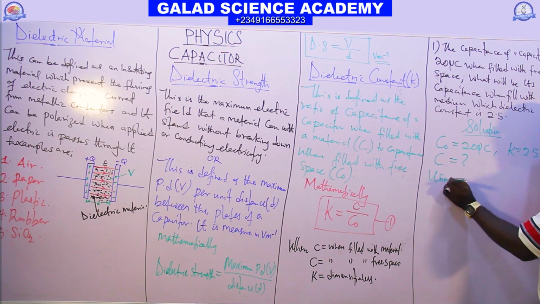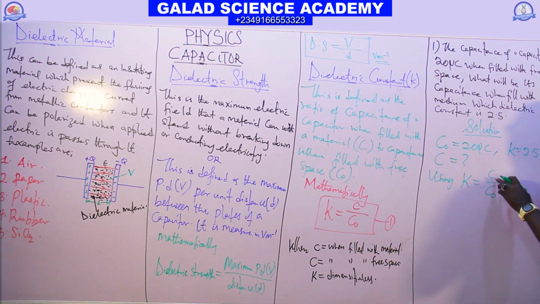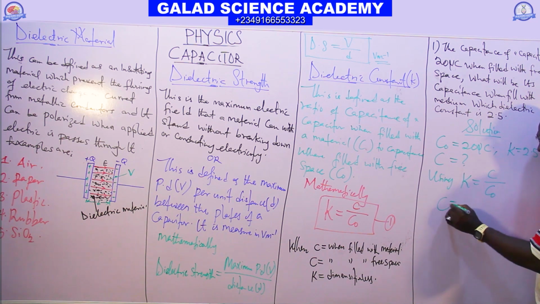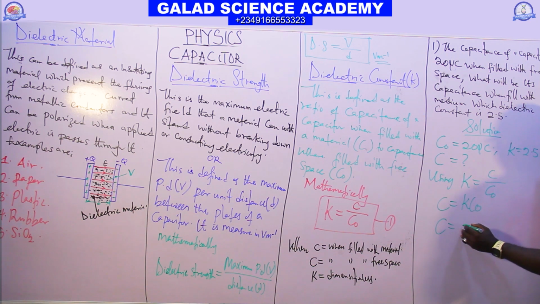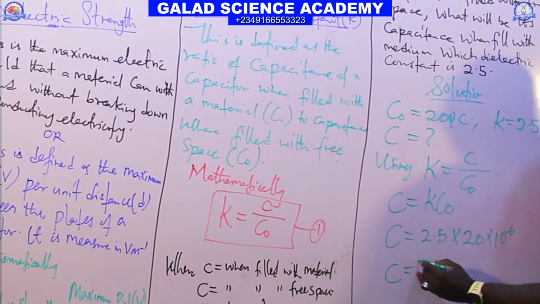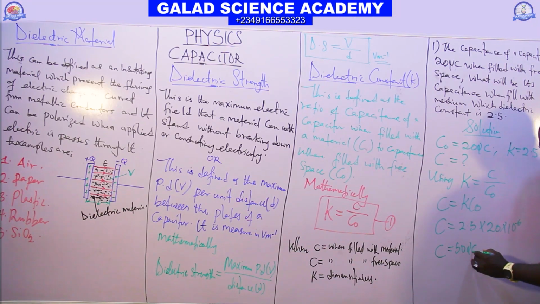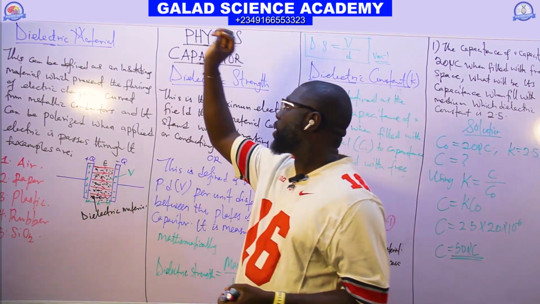We can now say, using K equal to C over C naught, we are looking for C of the medium, which is K times C naught. What will be the final answer? K is 2.5 multiplied by 20 multiplied by 10 raised to the power minus 6. 2.5 times 20, so it's 50 microcoulomb. That is the answer.